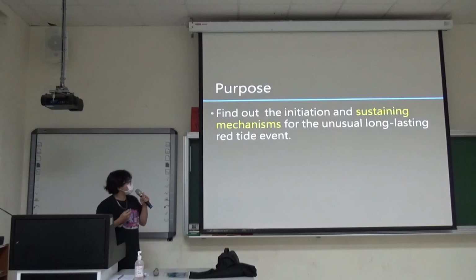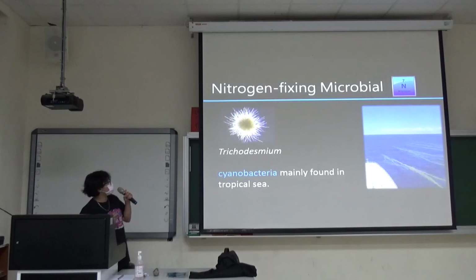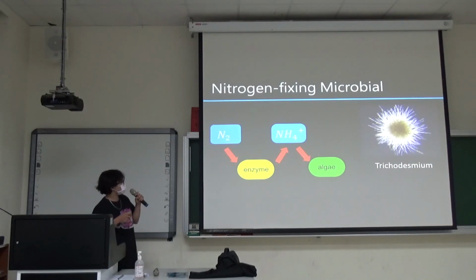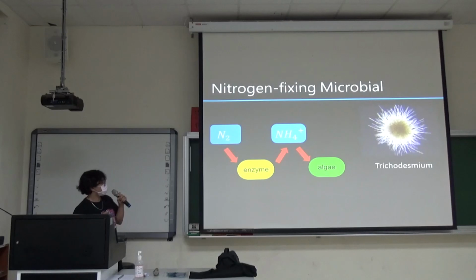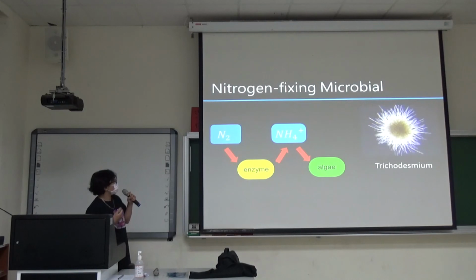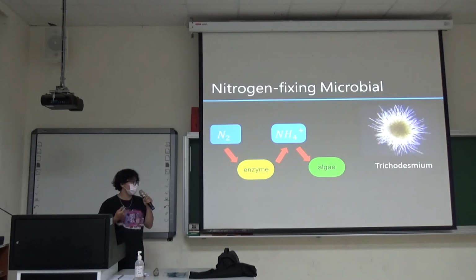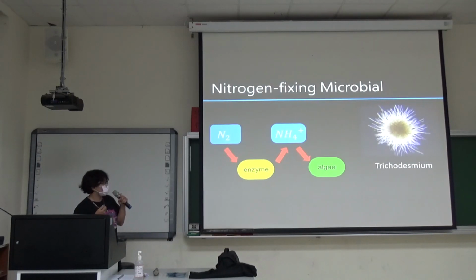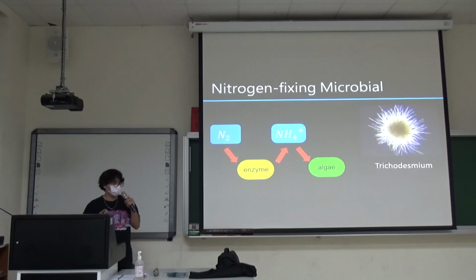And for the second sustaining mechanism, we are talking about the nitrogen-fixing microbe, Trichodesmium. It is a cyanobacteria mainly found in tropical seas. This is the pathway of how Trichodesmium affects the algal bloom. The enzyme in Trichodesmium will convert nitrogen into ammonium, and the supply of ammonium will help algae grow better.